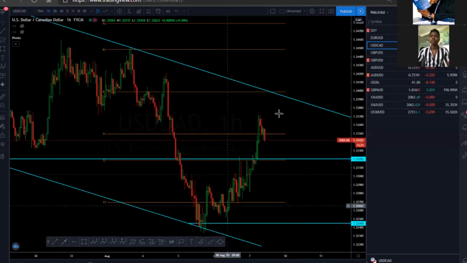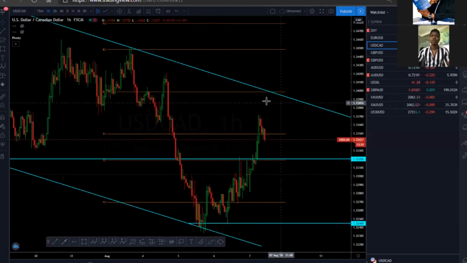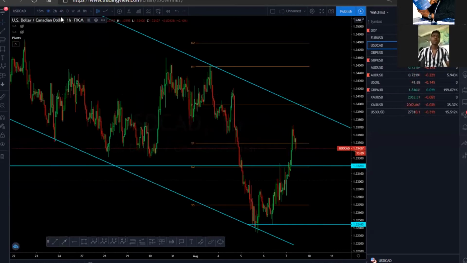Then the market has been shooting further up, getting all the way back to the P level. So this market can come back down maybe to this level and shoot back up to get to that P level at 1.3400. So that's what I'm looking at.